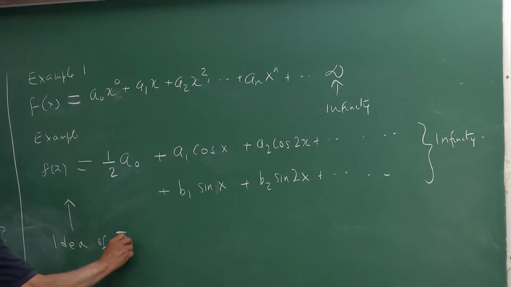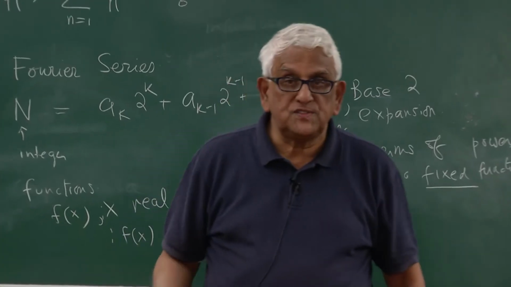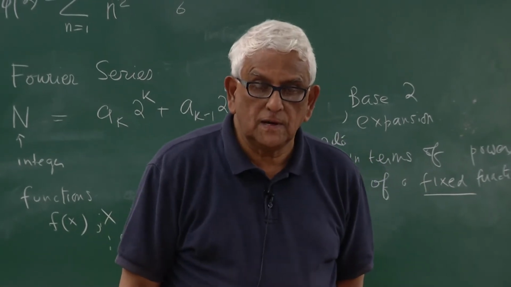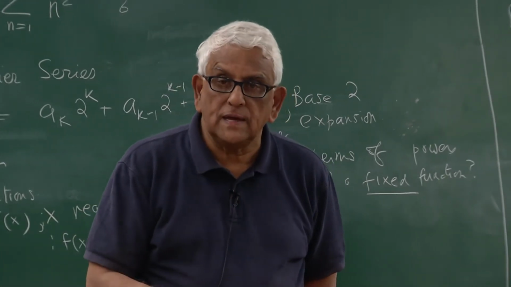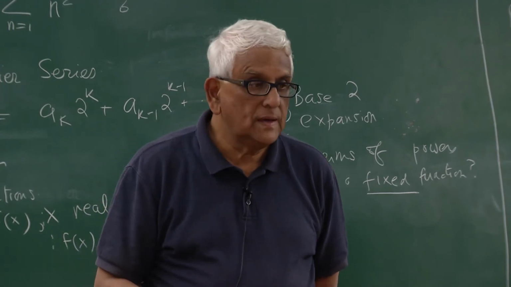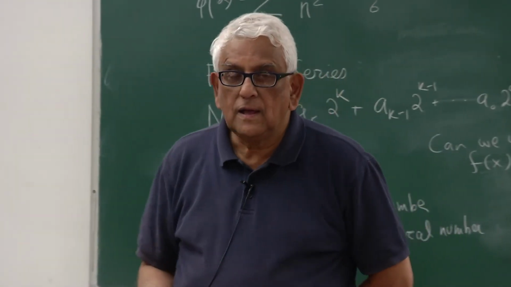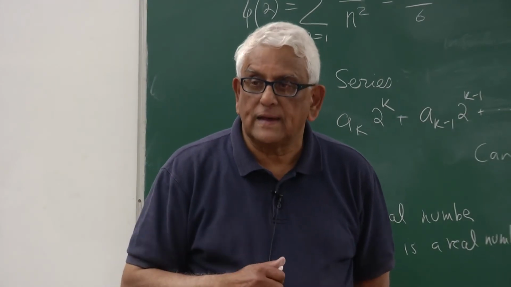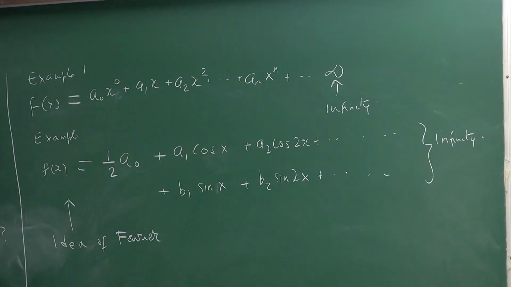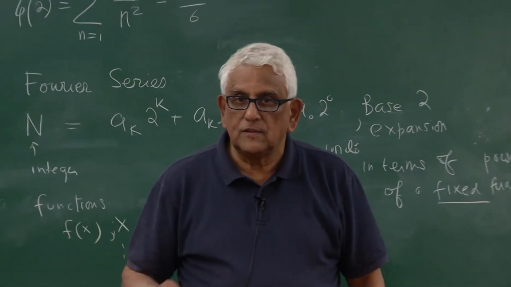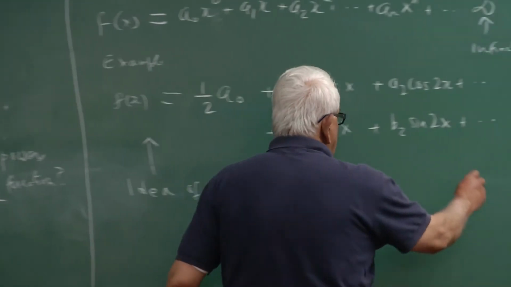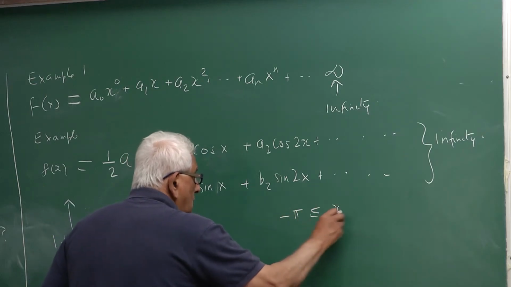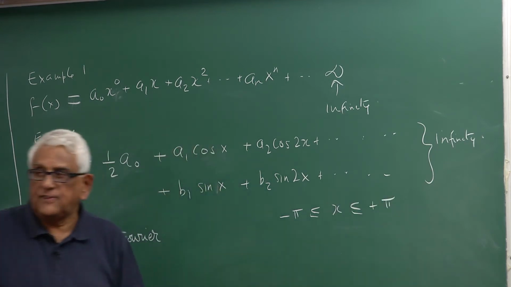of Fourier. Fourier presented this idea to the Academy in France in 1807. In front of him were sitting some of the most distinguished mathematicians of the world, Laplace and people like that. And when they heard this, they thought this is a ridiculous idea. It cannot be correct. The reason is that here we have let x be between minus pi and plus pi. It has a finite range.